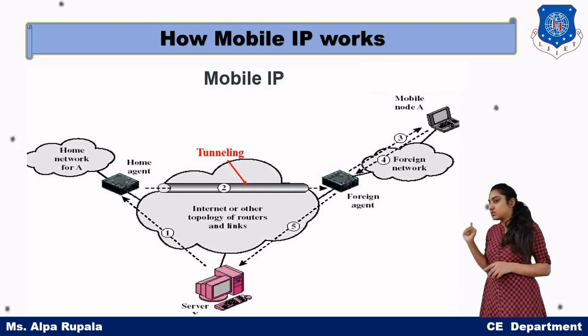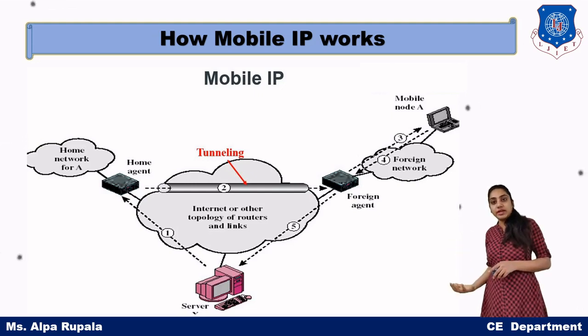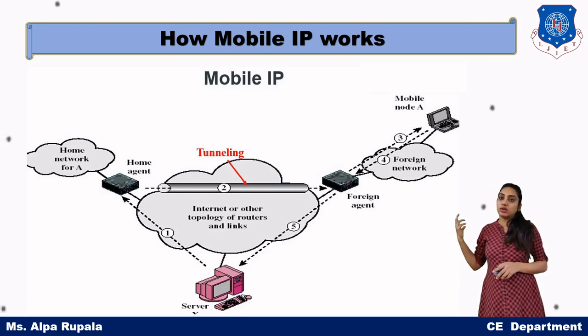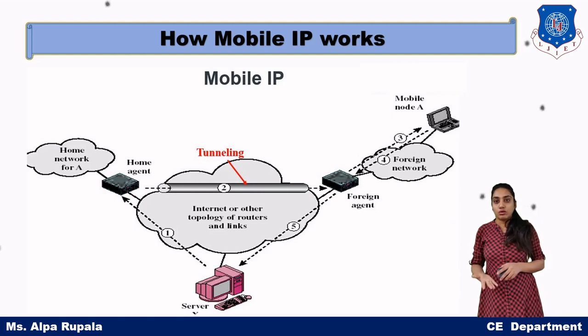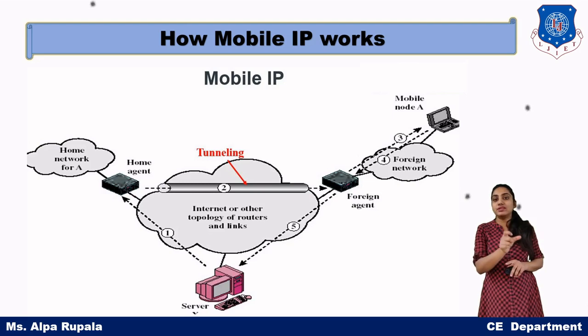Now the third process is the tunneling process. That means server X is sending data to the home agent, and now the home agent will send data to the foreign agent. We know that whenever data is received by the home agent, first of all it will check the routing table. If the routing table has the care of address, that means the node is not in the home network, it is in a foreign network.